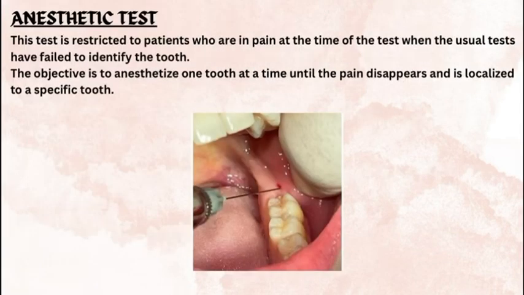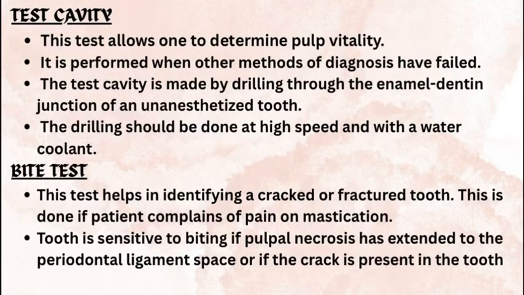Next, anesthetic test. This test is restricted to patients who are in pain at time of test when the usual tests have failed to identify the tooth. The objective is to anesthetize one tooth at a time until the pain disappears and is localized to a specific tooth. Test cavity. This test allows one to determine pulp vitality. It is performed when other methods of diagnosis have failed. The test cavity is made by drilling through the enamel dentin junction of an unanesthetized tooth. The drilling should be done at high speed and with a water coolant.